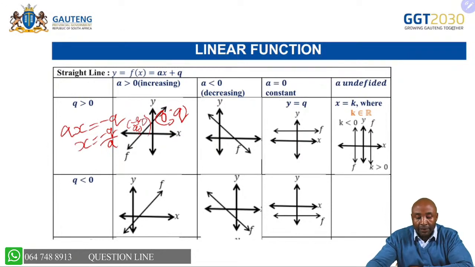If we have a vertical line, the gradient of a vertical line is undefined. Hence, the equation will be given by x is equal to k, or f of x is equal to k. That's the equation of a vertical line. And then if q is less than 0, you are able to see that it will have a y-intercept on the negative side. If it's increasing, also if it is a decreasing function. Also, our horizontal line will have the equation as f of x is equal to negative q.